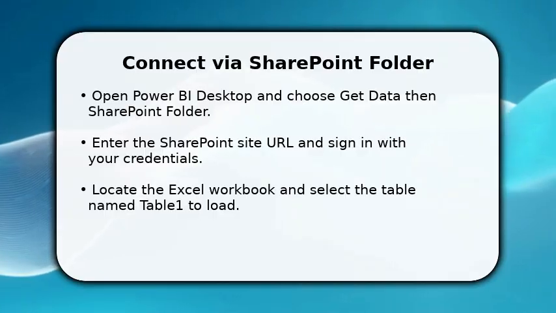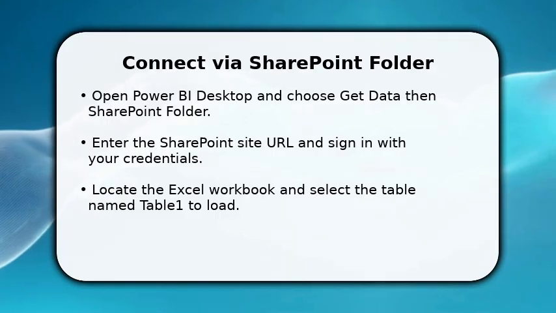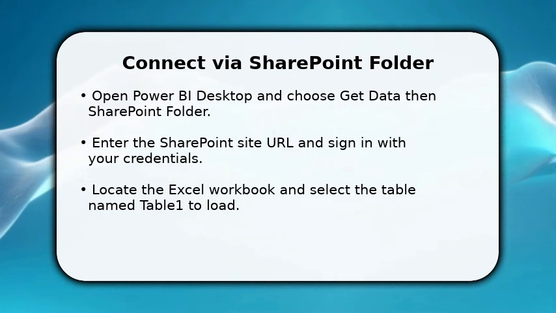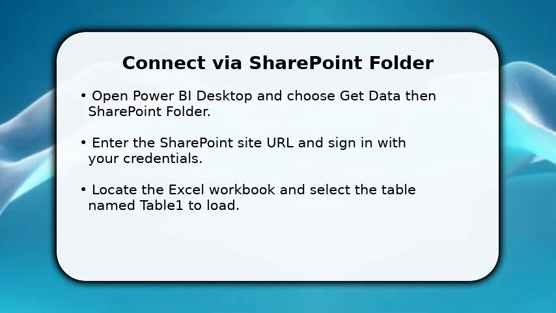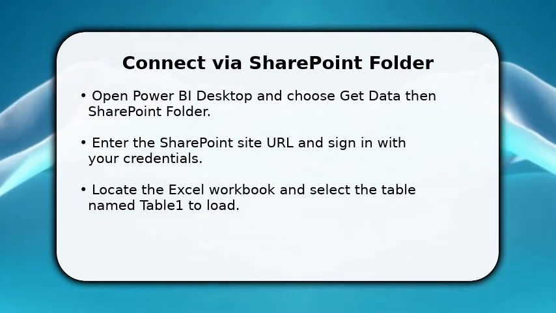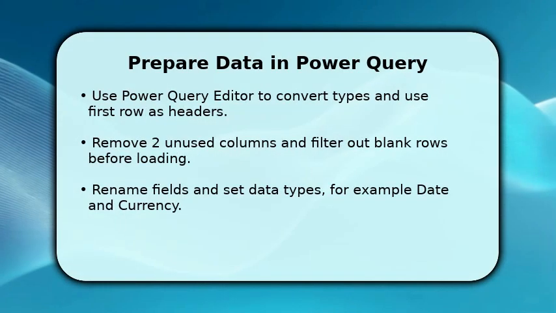In the Navigator preview, locate the Excel workbook file you want to use. Expand the content column and choose the Excel workbook. Then select the table named Table 1 to load into Power BI. After loading Table 1, click Transform Data to open Power Query Editor.